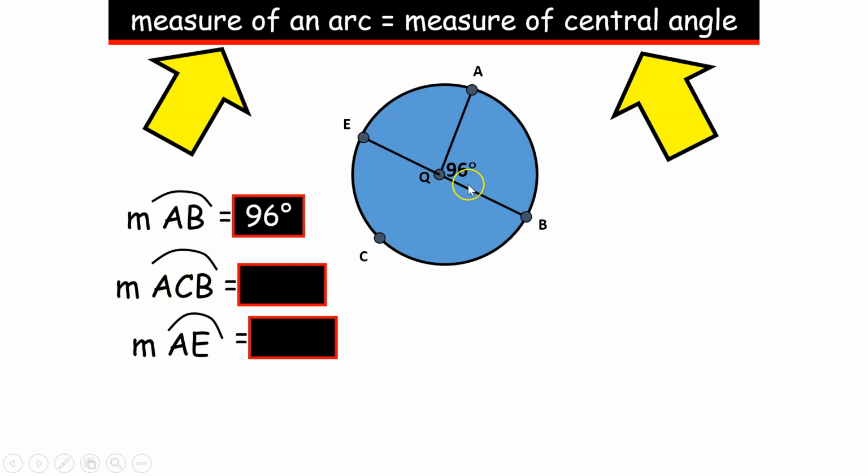What about ACB? That's almost all the way around the circle. Well, a complete circle is 360 degrees, so we need to subtract 96 degrees from 360, leaving us with 264 degrees. What about arc AE? Well, let's remind ourselves that EB is a diameter, 180 degrees. So if we take 180 and subtract out 96, we're left with 84 degrees for arc AE and angle EQA. Both would be 84 degrees.